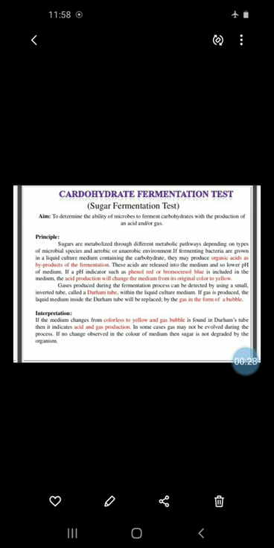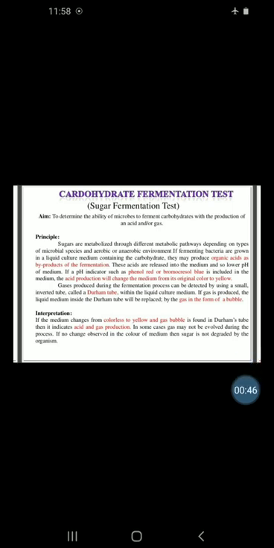What is the aim of this test, or why is it performed, or what is the objective of this test? To determine the ability of microbes to ferment carbohydrates with the production of acid and gas, or with the production of acid or gas.